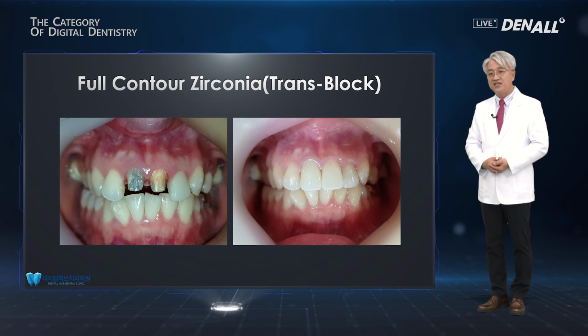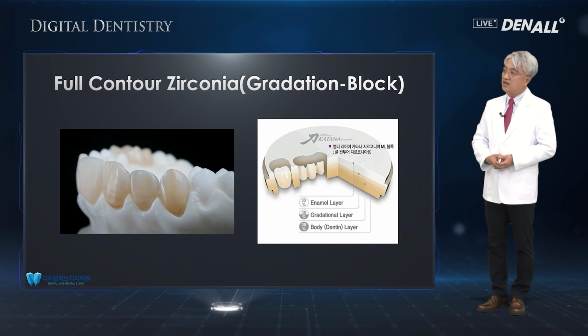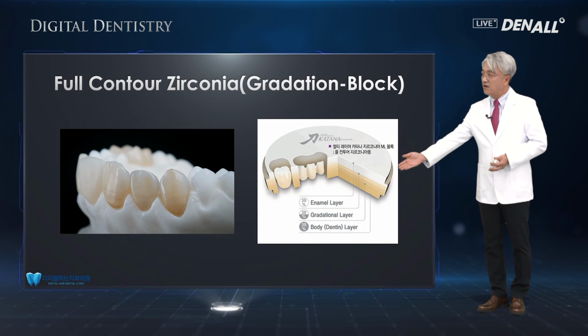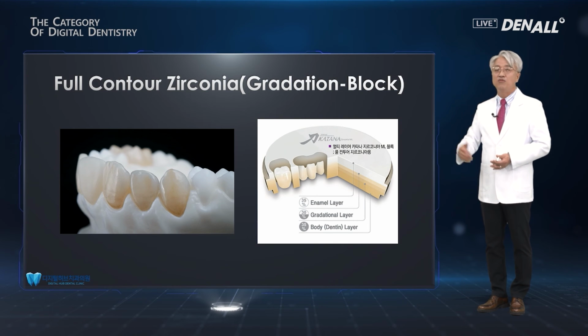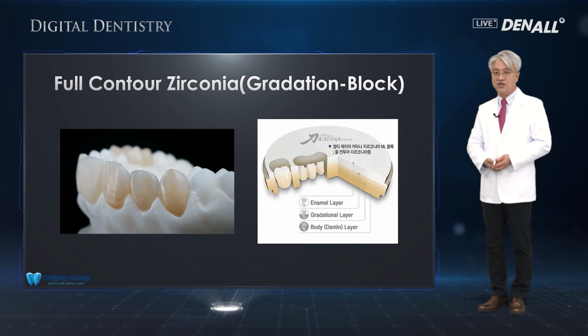So first generation, second generation all ceramic is now not used as frequently as before. This is the gradation block. As you can see here, between the body layer and the enamel layer there is a gradation block, so it looks very natural. It's as if it's your natural teeth, and light scattering is also good, and the strength is also good.